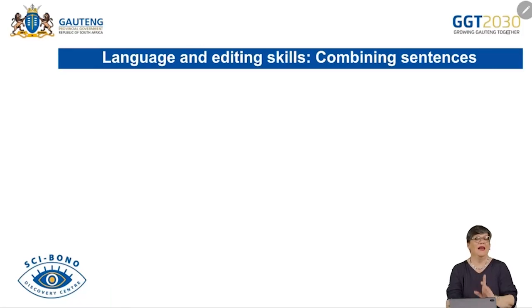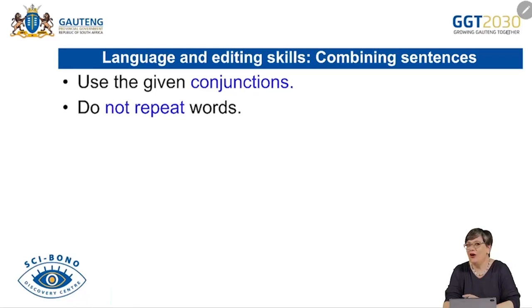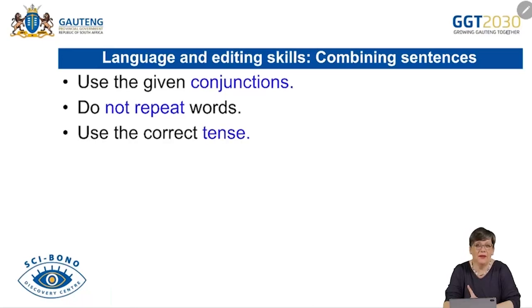So, another question we love asking is to combine two sentences. Now, usually the conjunction is given to you, but be careful. Don't repeat words. So if there are words that are repeated in both sentences, don't repeat them. Make sure you've got the correct tense and always look at that concord rule.